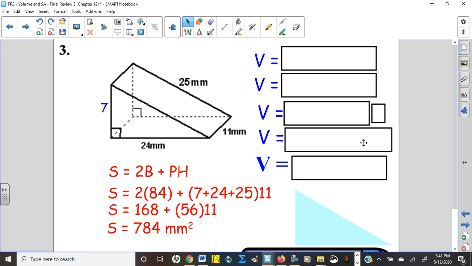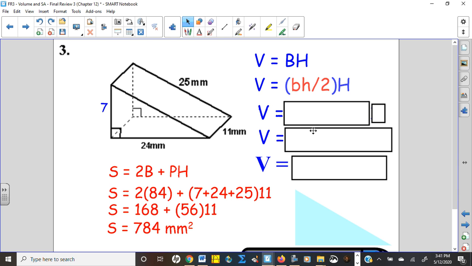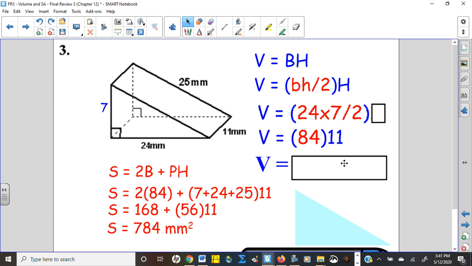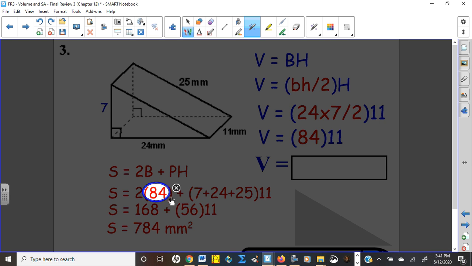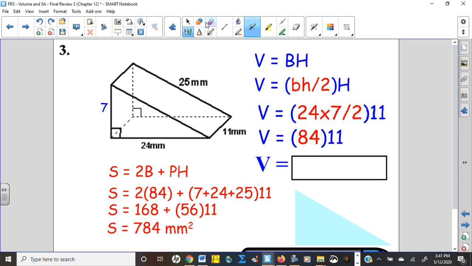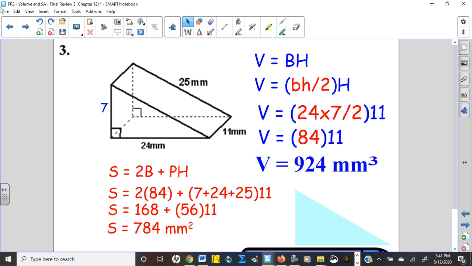As far as the volume goes, we just need to do base times height for a prism. And the base we already talked about is a triangle. Base times height, 24 times 7 divided by 2, right? And then multiplied by the height. 24 times 7 divided by 2 is 84. And then you multiply that by the height, which is 11. I think the work up here was for the triangle, which is why it wasn't shown here, because we already showed it. But they did the volume first, and the surface area second.